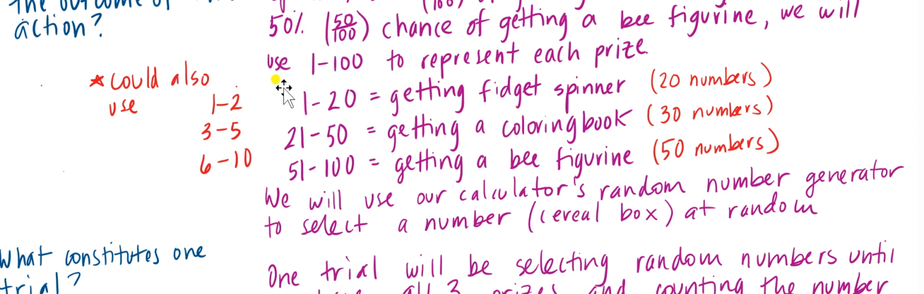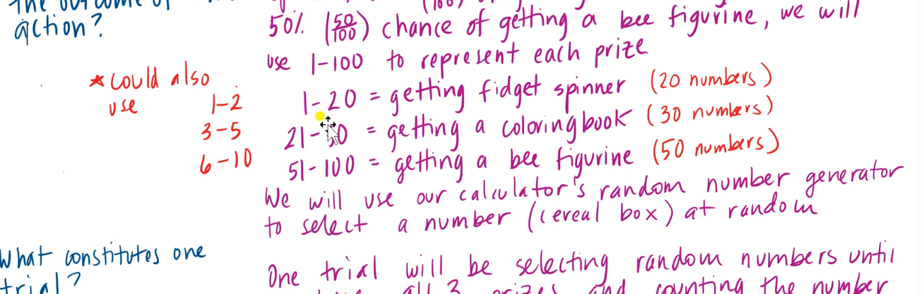Now, I chose the numbers 1 through 100. You could have chosen any numbers that also equate to 20%, 30%, and 50%. So for example, you could use numbers 1 through 10, and 1 and 2 would represent the fidget spinner, 3, 4, and 5 would represent the coloring book, and 6 through 10 could represent the bee. That's perfectly fine too. There's many ways to do this. However, whenever we're talking percents, I like to use numbers between 1 and 100 just because it's clear, it's easy, there's no way for me to screw this up, basically. So that's how I'm going to model the outcome of this action.